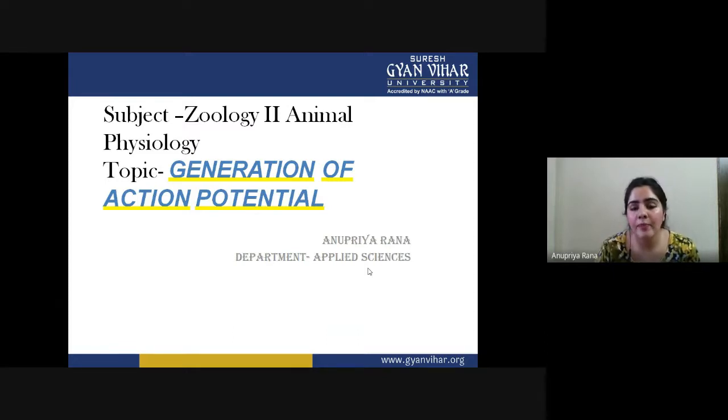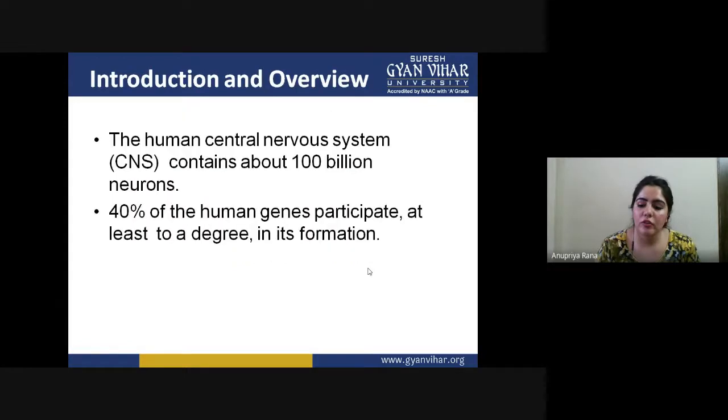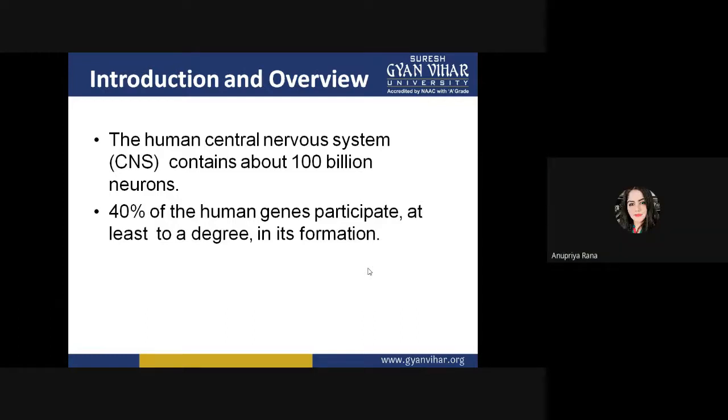Now we have to see their information transmission process via the action potential.